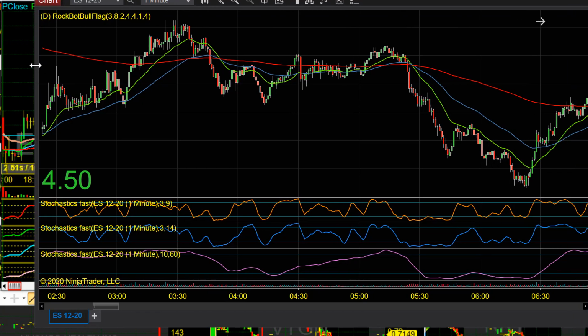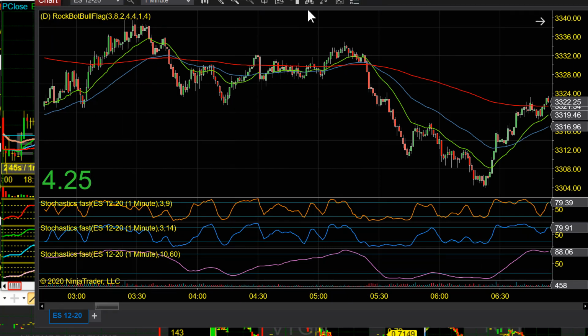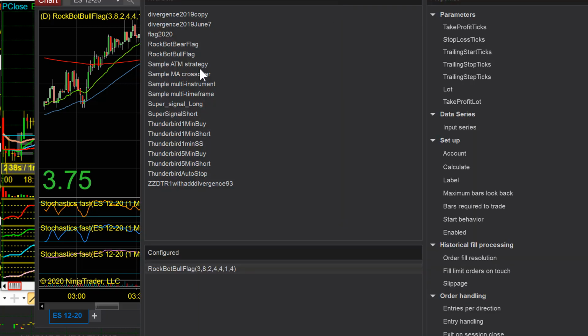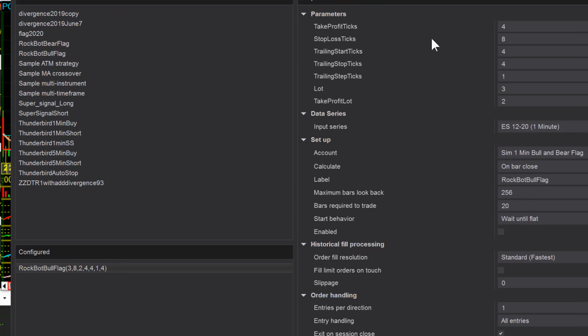One thing I did want to do is activate the bot here. Put up the bull flag, which is here. Now the bull flag here, I believe the parameters are set, defaulted to take profits after 4 ticks.